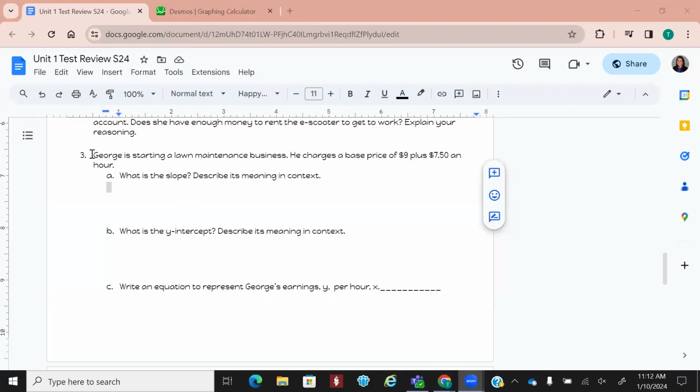All right, so let's read it together. George is starting a lawn maintenance business. He charges a base price of $9 plus $7.50 an hour. Okay, so first of all, tell me the math definition of slope. What does it mean? What's the words that your teacher always uses? When we talk about slope, what do they say?